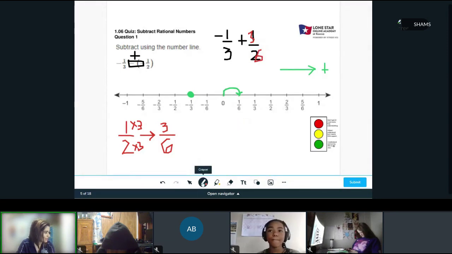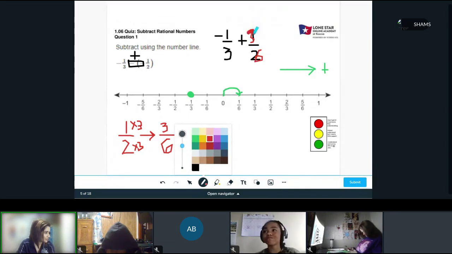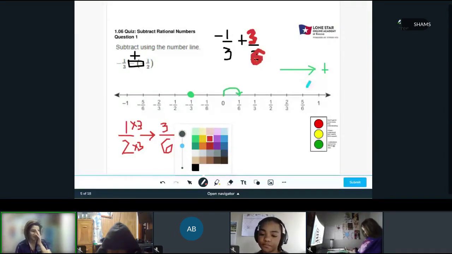Let me see if I can write any better. My Nearpod is a little laggy, and that's why my handwriting does not seem to be the way I'm trying to write. It's giving me a little hard time. This is going to be 3/6 as the new fraction. I completely overwrote, so nobody's confused.